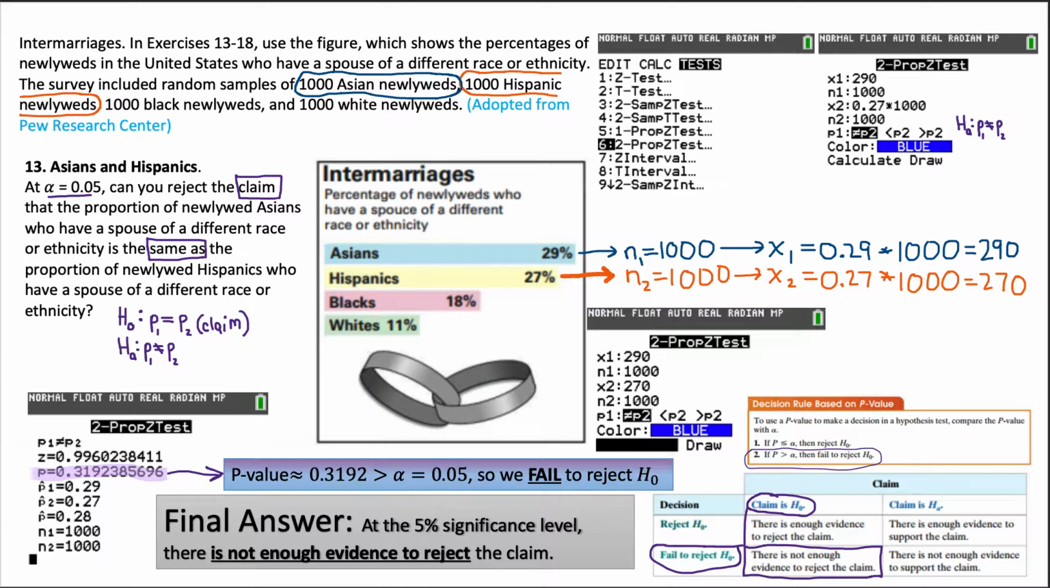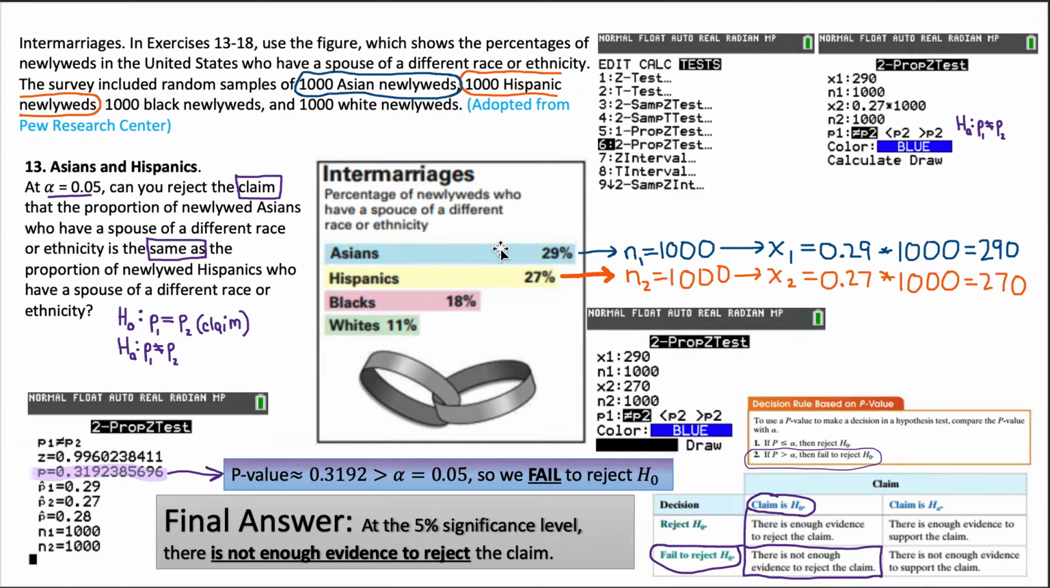Number 13 specifically states that at alpha level 0.05, so that's a significance of 5%, can you reject the claim that the proportion of newlywed Asians who have a spouse of a different race or ethnicity is the same as the proportion of newlywed Hispanics who have a spouse of a different race or ethnicity? So here's where our data is coming from. It states here the percentage of newlyweds who have a spouse of a different race or ethnicity.